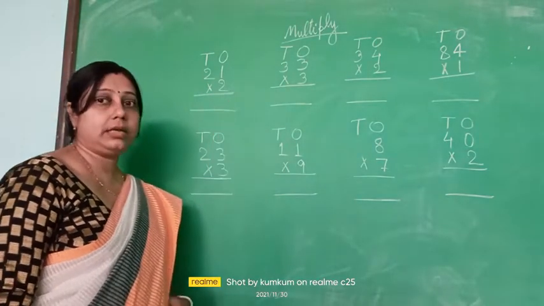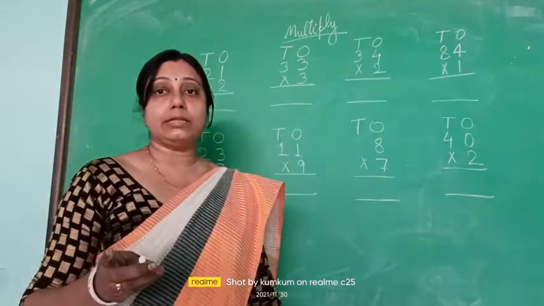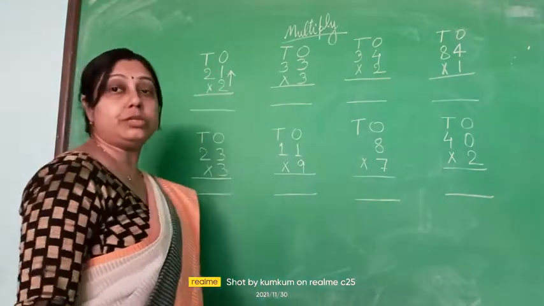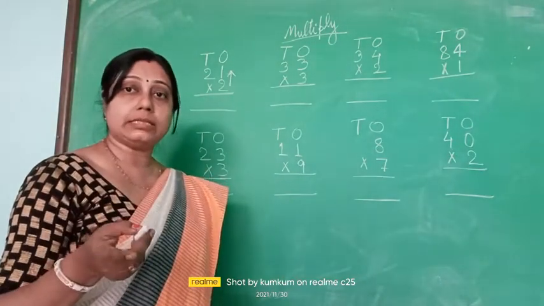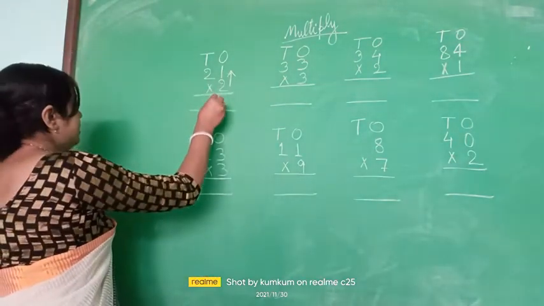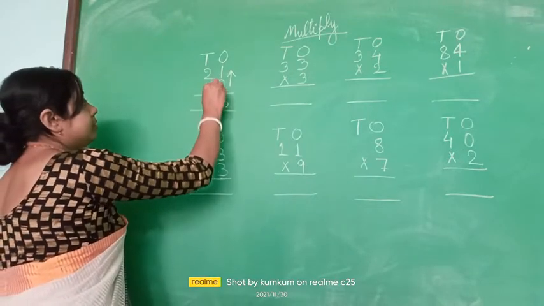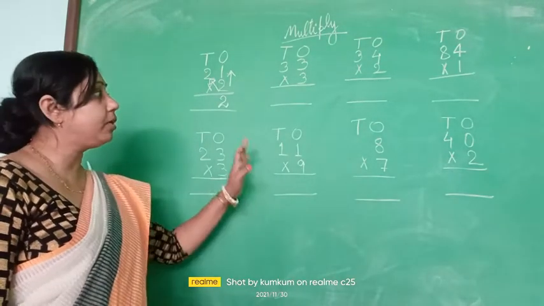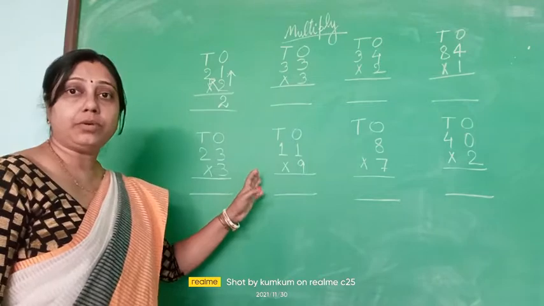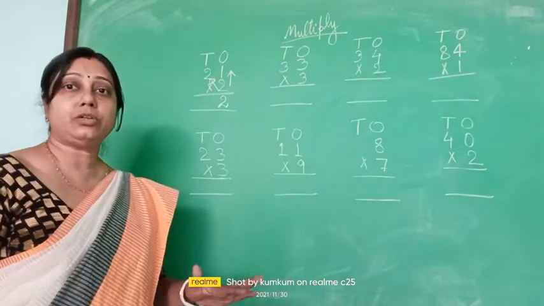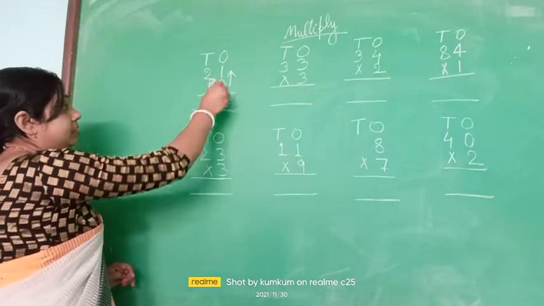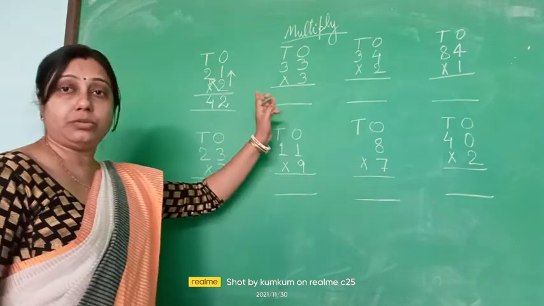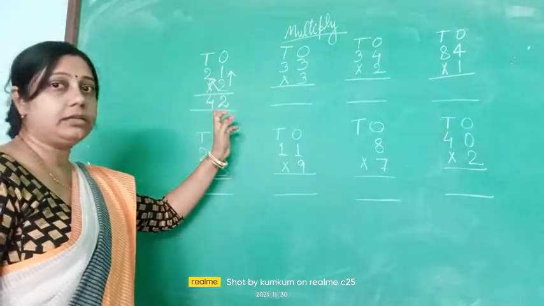21 into 2. See, we know we have to first multiply the ones house. So first, the ones house: you may multiply 2 into 1 or 1 into 2, both answers will be the same. So 2 ones are 2. Now I am going to cross multiply. Now 2 twos are 4. Please follow. If by chance you forgot, you can remember again. You can recollect what you have done. So 2 twos are 4. So we can say that 21 multiplied by 2, the answer will be 42.